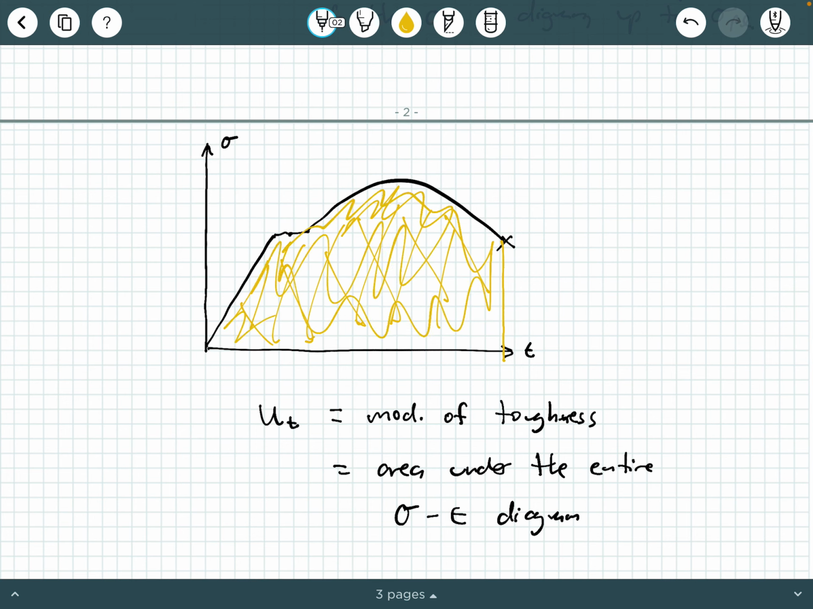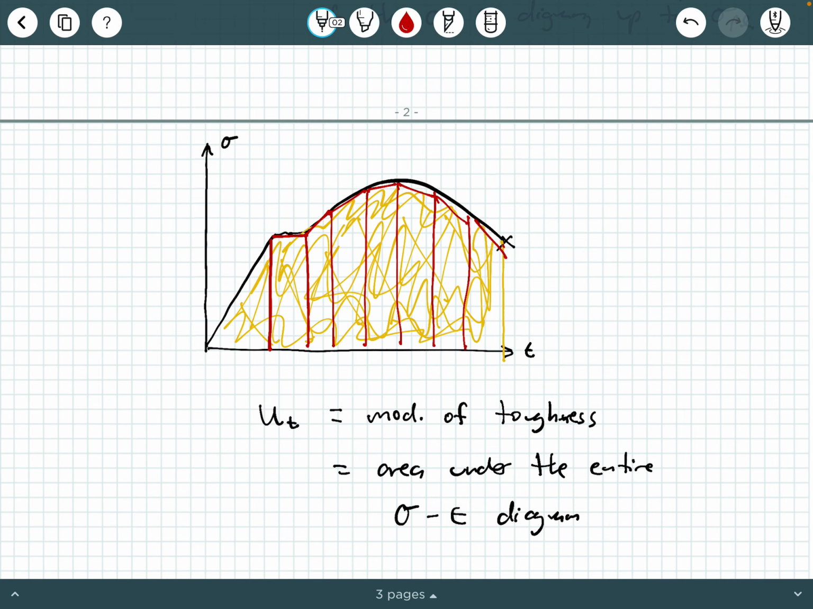You could use some software to help you do that, Excel, maybe MATLAB. One way you can do it is you could take your diagram and split it up into simple shapes, maybe a bunch of trapezoids and a bunch of rectangles, and then approximate the area under this highly nonlinear entire stress strain diagram.